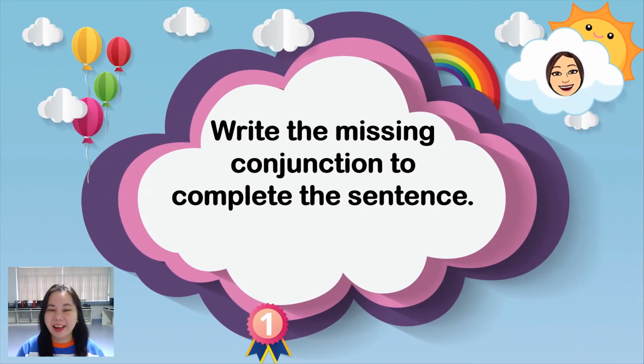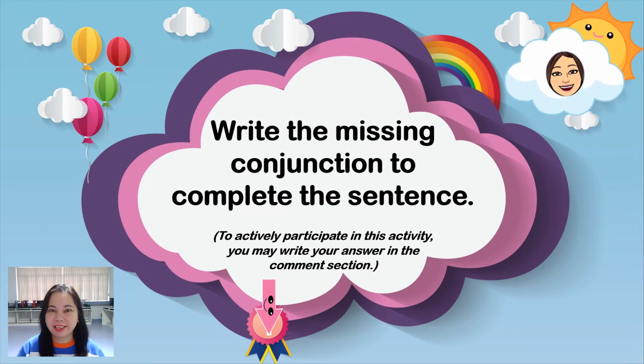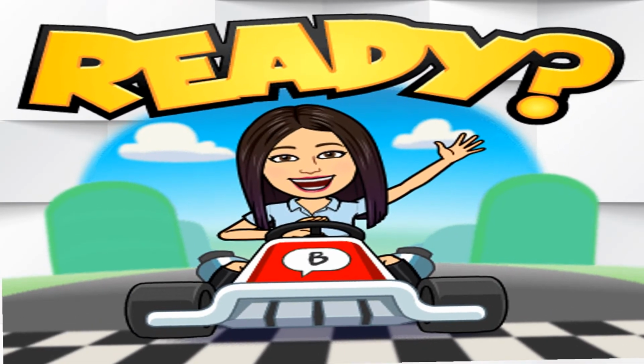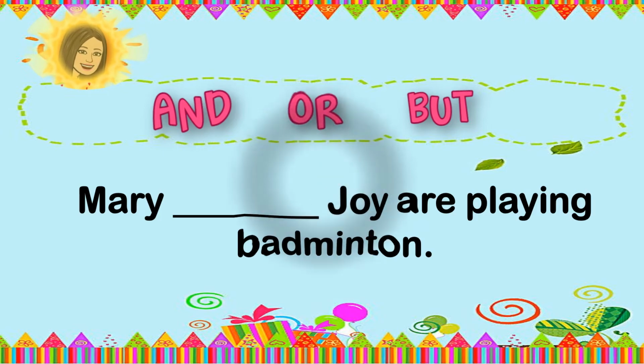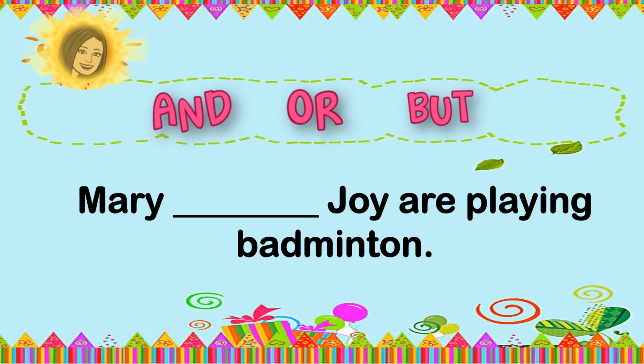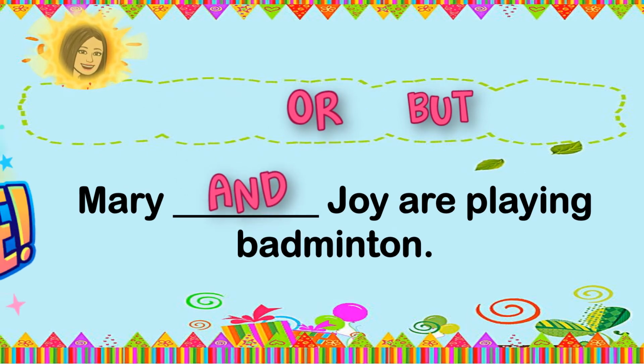Write the missing conjunction to complete the sentence. To actively participate in this activity, you may write your answer in the comment section. Are you ready? Mary, blank, Joy are playing badminton. The correct answer, Mary and Joy are playing badminton.